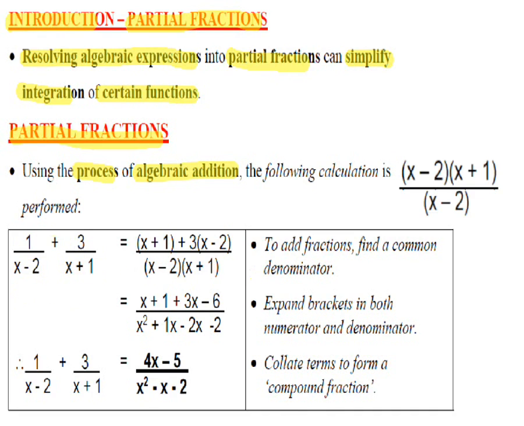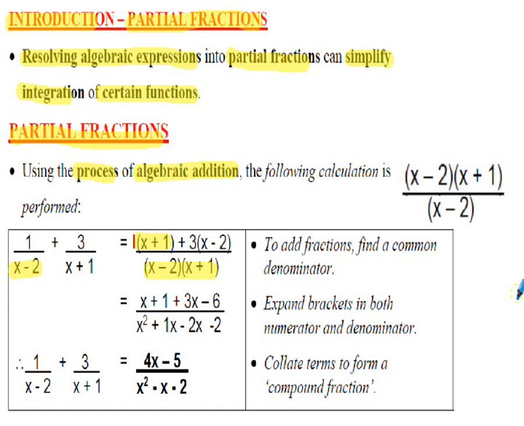To continue this process, we now say how many times does x minus 2 divide into the x minus 2 times x plus 1 denominator, and the answer is x plus 1 times, which we're multiplying the value of 1 by. The 1 value is here.